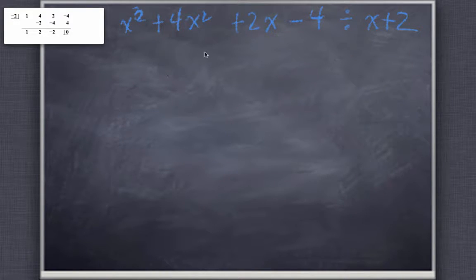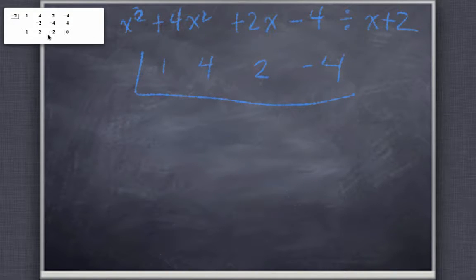Or I would have been told, see if negative 2 is a 0. I make sure I have every degree covered. I can't have a missing one. If there was no x there, I would write plus 0x. And the first thing to do is just write the coefficients of the polynomial.